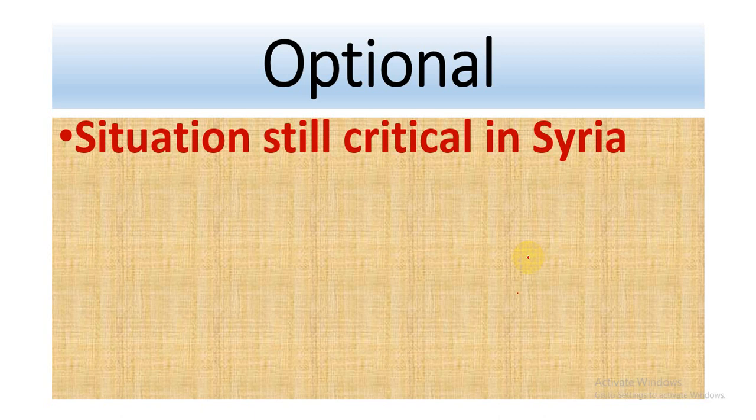For example, we have this headline. This headline is taken from the الأهرام newspaper, the online website. So we have here: situation is still critical in Syria. How can we translate it? Just take a second to guess the correct translation, the accurate and natural translation. What do you think?